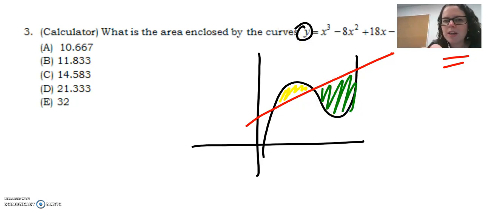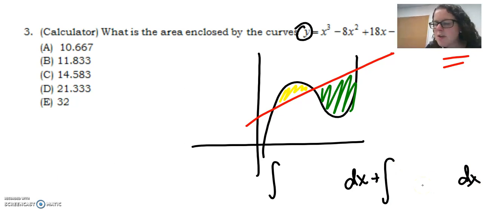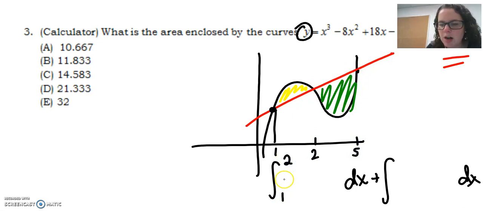And so when we do this, we're going to need to integrate two separate integrals and add them together. So thinking about this, these are going to intersect, if you use your calculator intersect feature, at 1, at 2, and at 5. So I'm going to integrate from 1 to 2 of the cubic minus the line. How do I want to indicate that? We'll go y minus that y.